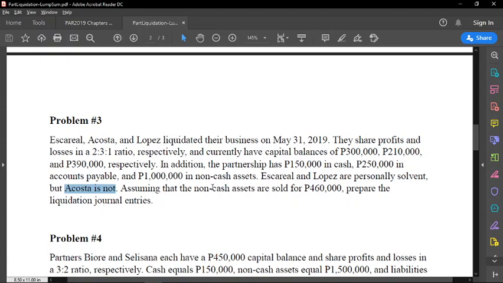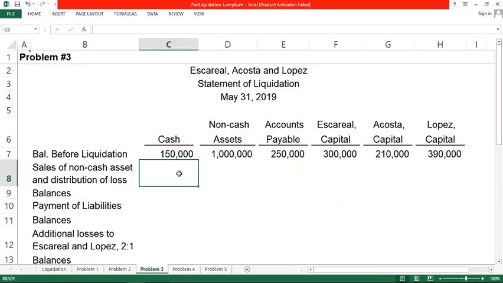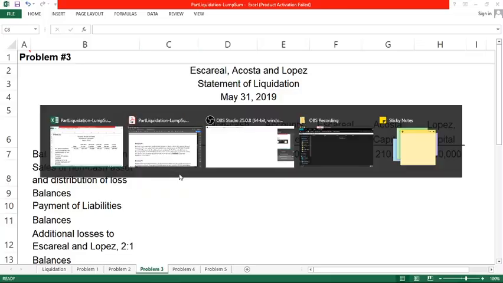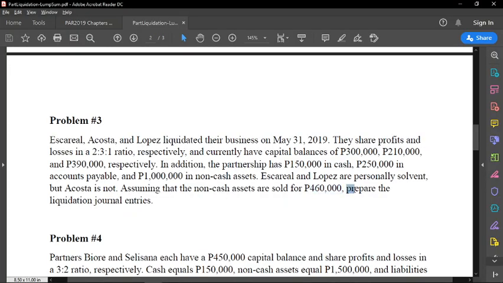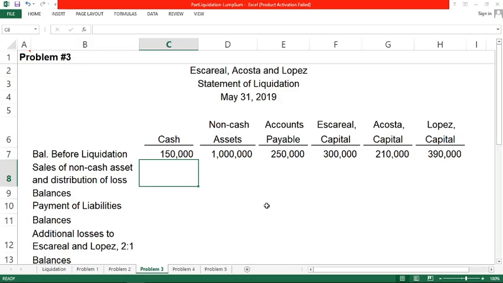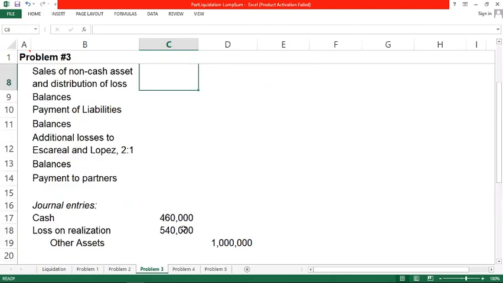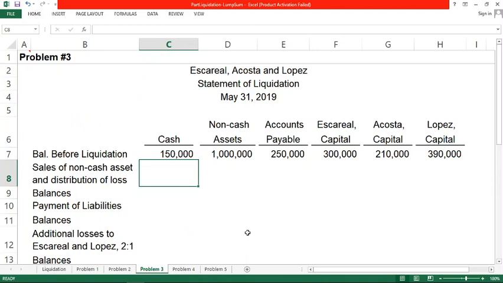Assuming that the non-cash assets are sold for 460, prepare the liquidation journal entries. Imagine that. You have 1 million non-cash, but you are able to sell it for 460 only. It's not even half. Let's prepare the statement of liquidation. Although it only says to prepare the liquidation entries, it's better that we become experts in the statement of liquidation because we base the entries on it. So, let's begin.